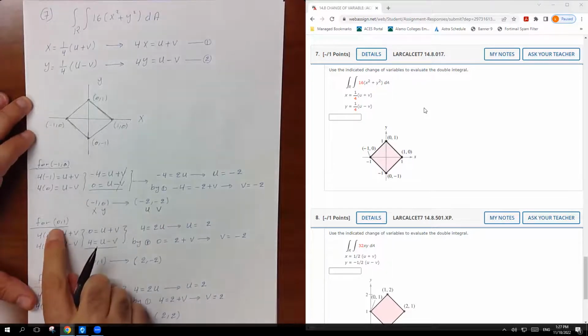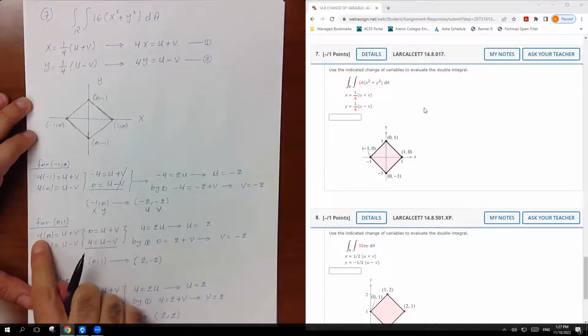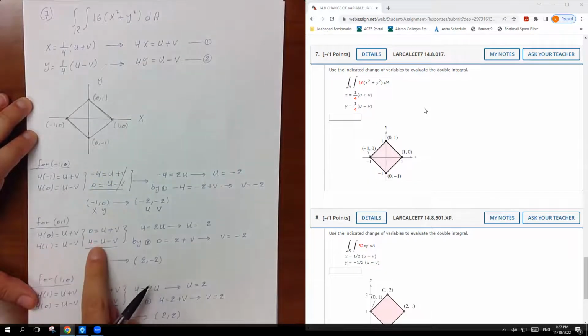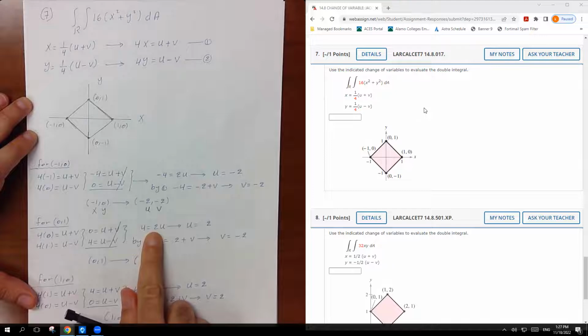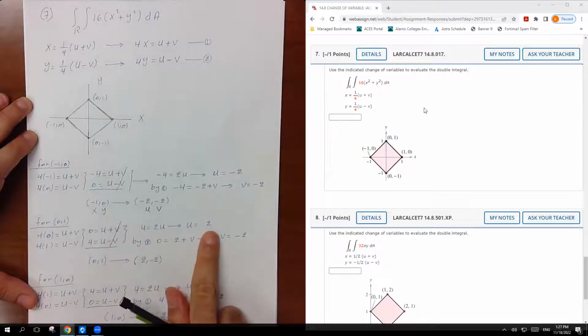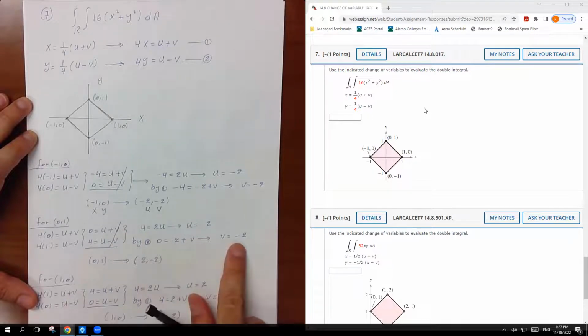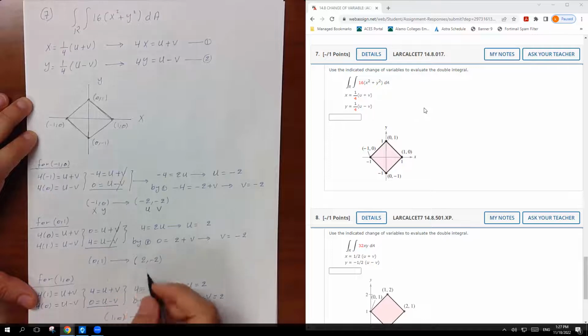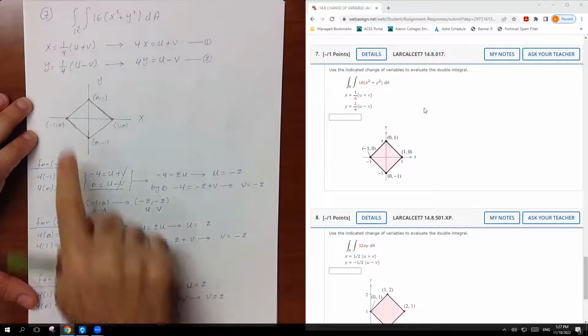The second point is (0, 1). Plug in 0 and 1 here. So we're going to get these two equations again, and by elimination, 4 is going to be equal to 2u. That means u equals 2. Substitute in the first one, you're going to get v equals -2. That means (0, 1) is going to be converted to u is 2 and v is -2. So this is in the UV plane. This is the second one.